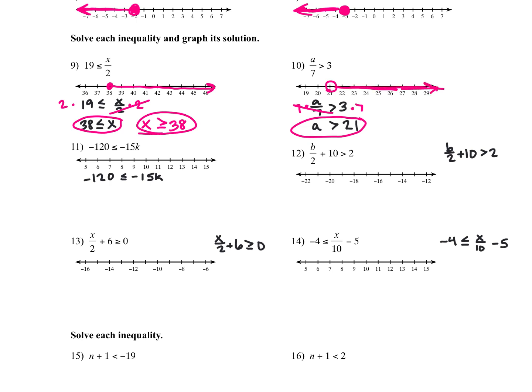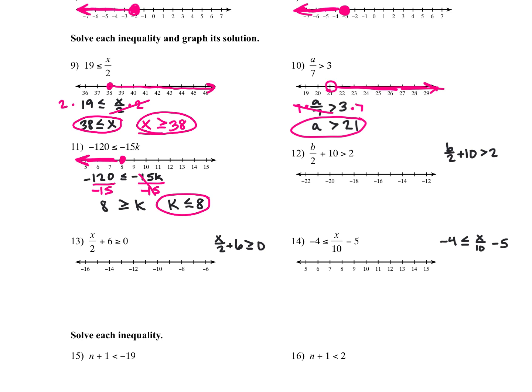Number 11, we're going to divide both sides by -15 to undo multiplying. We get 8. Now, when we multiply or divide both sides by a negative, our symbol flips. So we get 8 is greater than or equal to k, which is the same thing as saying k is less than or equal to 8. We have a closed dot on 8, and less than or equal to, the less than would go to the left.